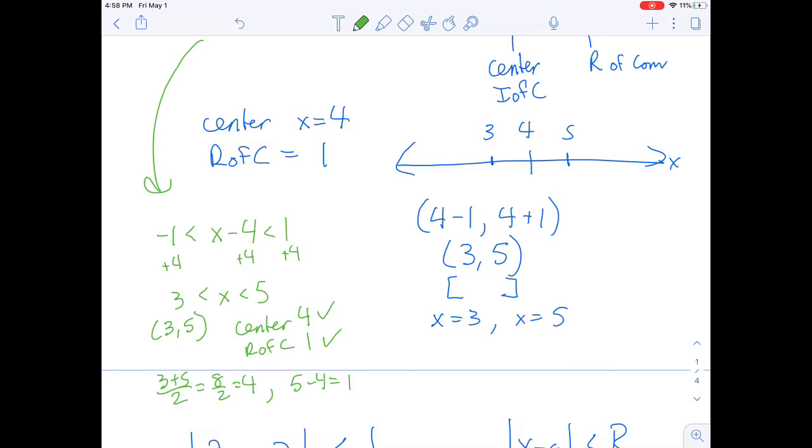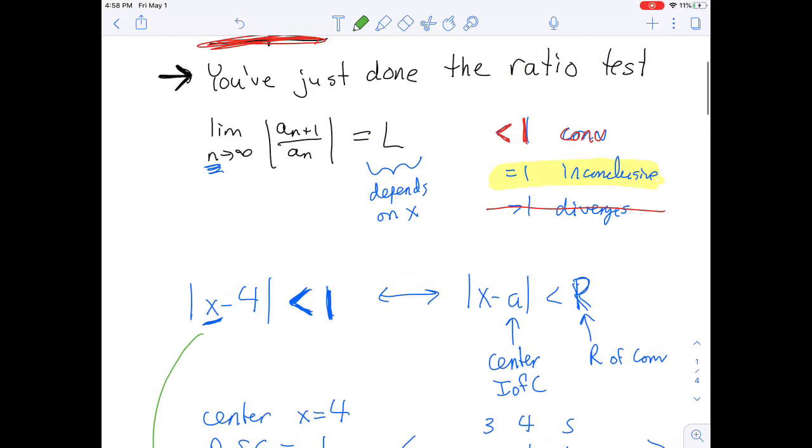So the whole idea here is that I am picking the values of x that make this inequality true. Why did I do less than 1? Because I know that I have convergence when it's less than 1. So then I know that everything inside that interval converges, and then I have to go back and test what about on the endpoints, because that's where it equals 1, does the series converge or not.